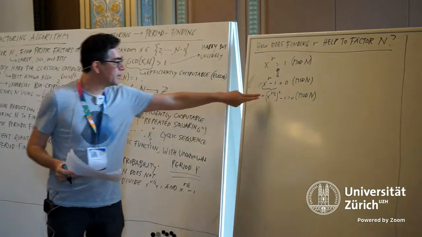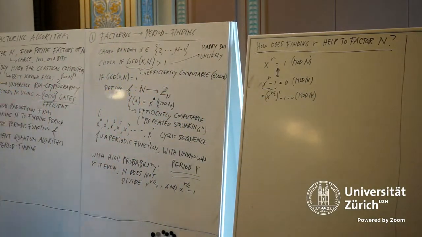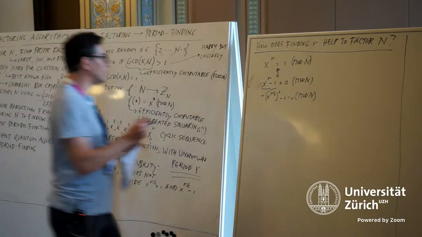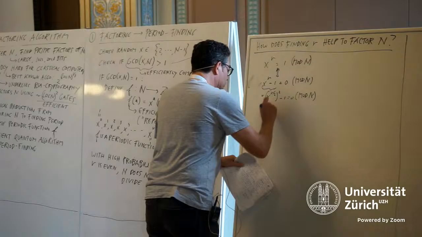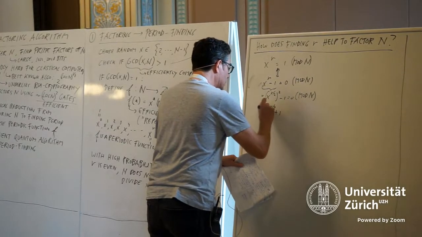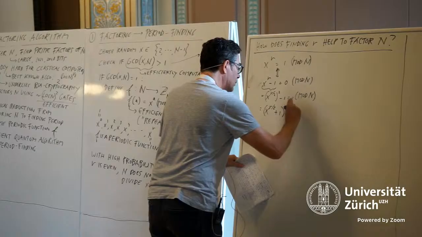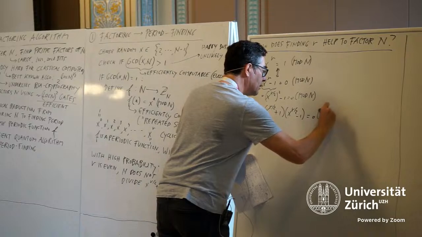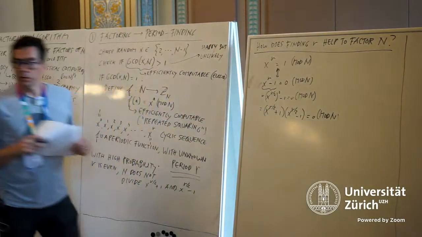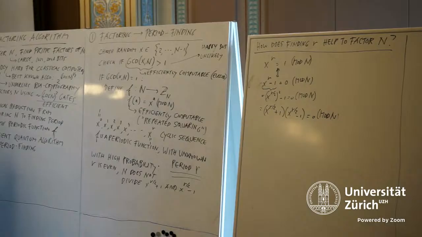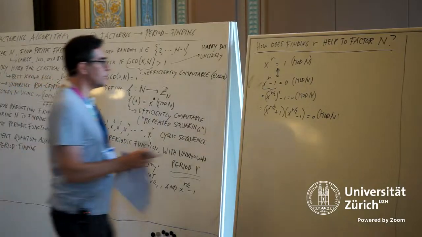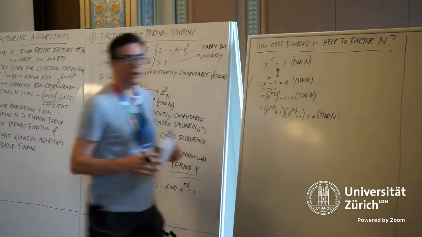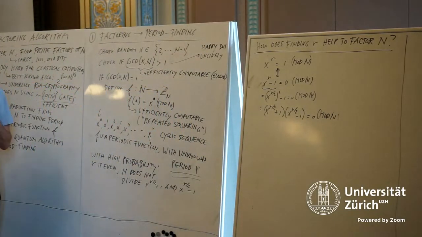And this is sort of a nice form. This is something of the form, let's say, z squared minus 1, which you can write as a product. You can write this as x to the r over 2 plus 1 times x to the r over 2 minus 1. And this is still 0 modulo n. Right? All of these are simple algebraic manipulations. And what does it mean for this number here to be 0 modulo n? It means it must be some integer multiple of capital N.